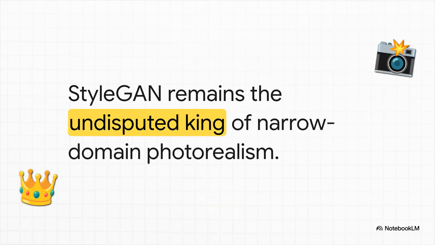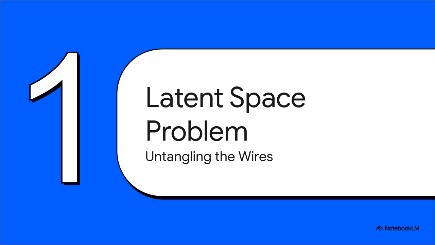Well, the crucial point here is that while diffusion models absolutely own the open domain, like if you want to generate a dog riding a skateboard on Mars, this specific StyleGAN architecture still completely dominates specialized, high-speed production environments. Think photoreal human faces, anime characters, or specific product shots. If you know exactly what category of image you are generating, this architecture offers something those massive, open-ended diffusion pipelines just can't match. To understand how it pulls this off, let's jump into Section 1, the latent space problem and how researchers untangled the wires.